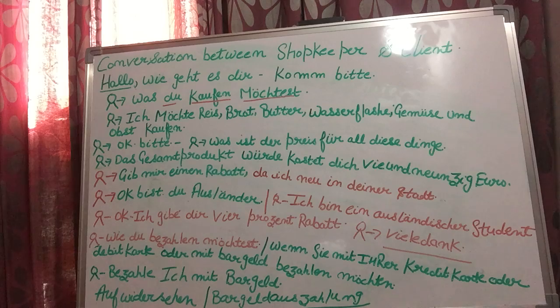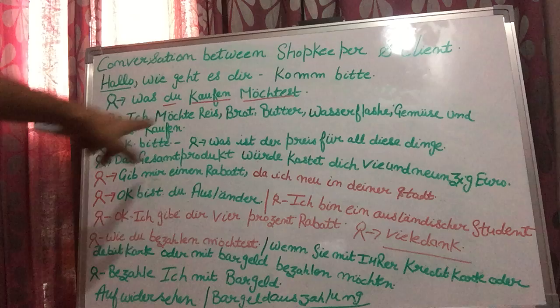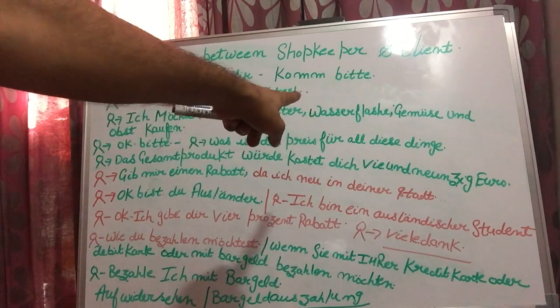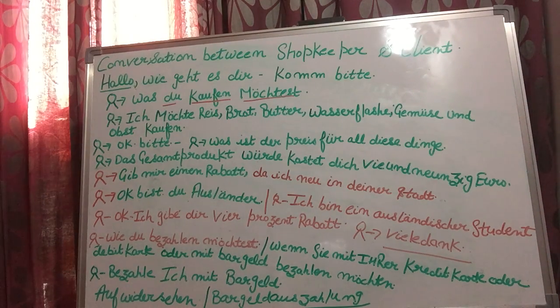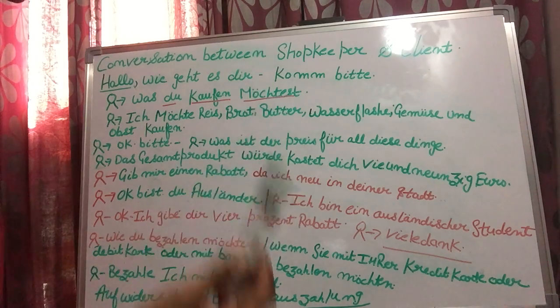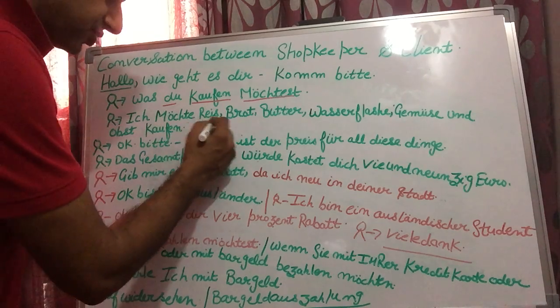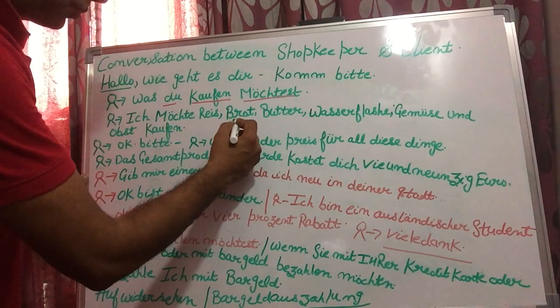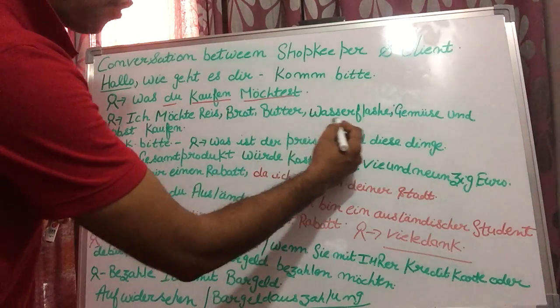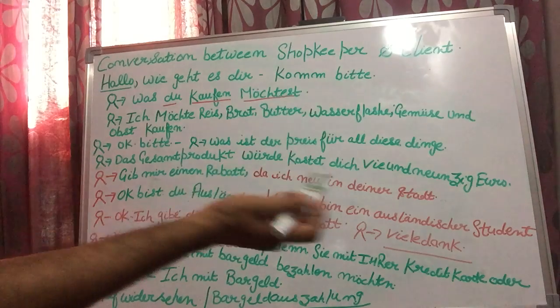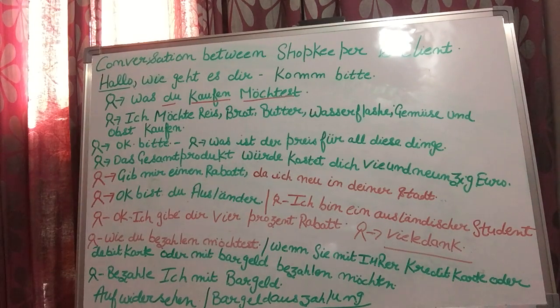Ich möchte Reis, Brot, Butter. Butter is your bread basically. Butter is your bread. Wasserflasche is your water bottle, Gemüse und Obst zu kaufen. It means the green one is saying, because it's a client, ich möchte, I want. Okay, ich möchte Reis is rice, Brot is your bread, Butter is your butter. Wasserflasche is your water bottle. Gemüse is your vegetables. Und means and. Obst is your fruit. Kaufen is to buy.